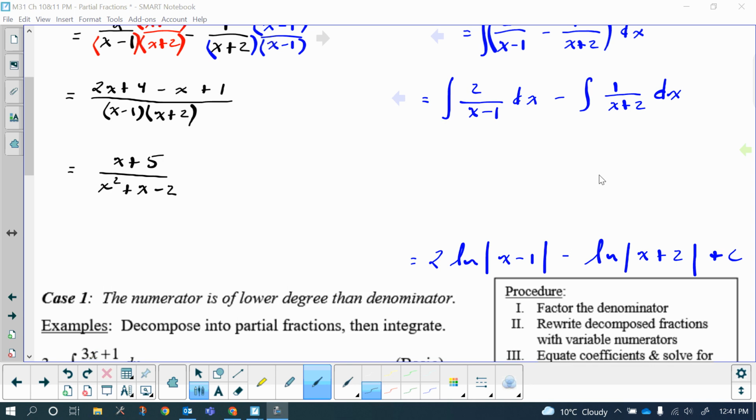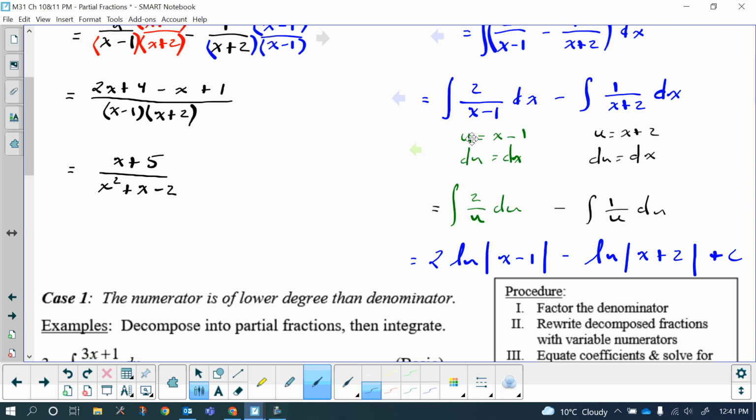Now, if you weren't convinced that we could jump right from this line up here to this final answer down there, we could have done a substitution, where here we'd say u is equal to x minus 1, and so du is equal to dx, and then we just show that we have 2 over u du. And so the antiderivative of 2 over u will be 2 times the natural logarithm of u, but u is just x minus 1. Similarly here for the second rational expression.